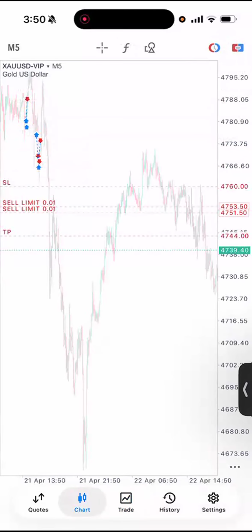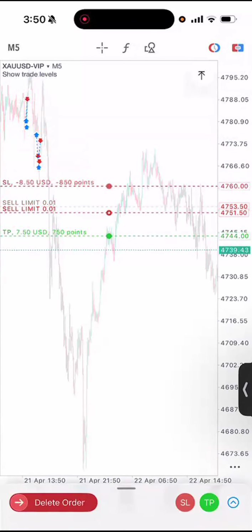Now, you can see it. Once you tap on your SL, for that trade, I'm going to be losing $8.5. Now, that's for the first position, and I'm going to be making $7.5. Right? Now, that's not all.